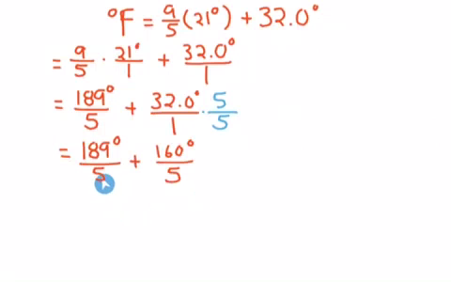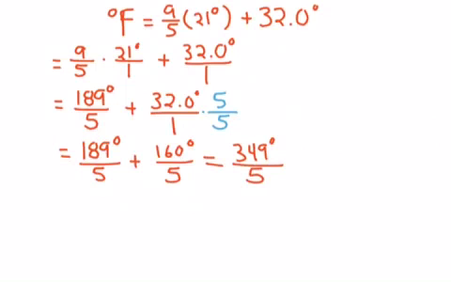Now that I have a common denominator on the bottom, all I have to do is just add the tops. Now be careful here. The biggest mistake that I see whenever people add two fractions that have a common denominator is that they add the denominators too. But you do not add the denominators here. You keep it the same and you add the top. So you end up getting 189 plus 160, which is equal to 349 degrees divided by 5.